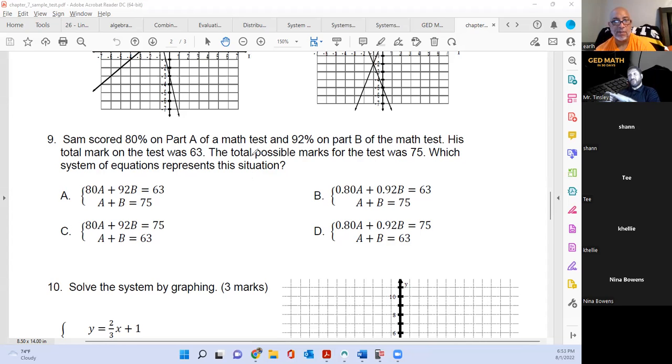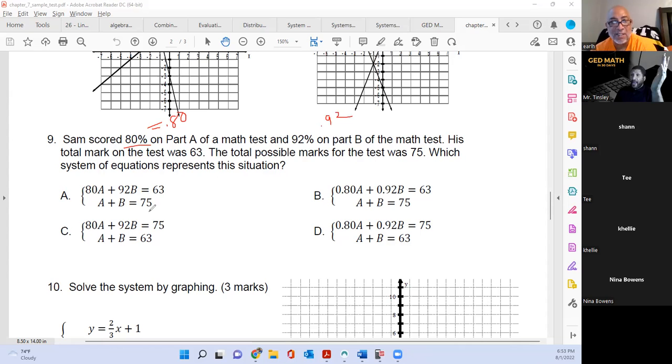Okay, I see. Why would you say get rid of B and D because they're decimals? What is 80%? Oh, okay. So that's the question you have to understand. You have to know that 80% is 0.80. You have to understand that the decimal equivalent of 92% is 0.92.